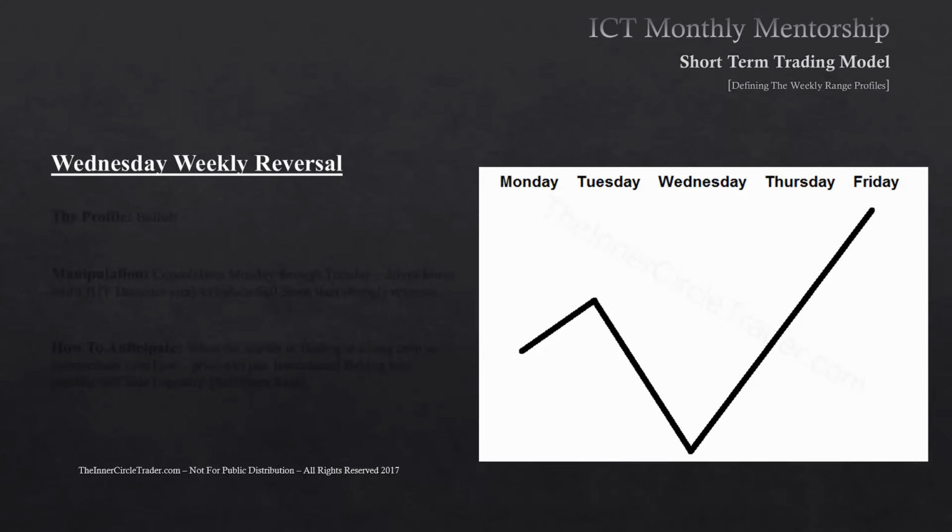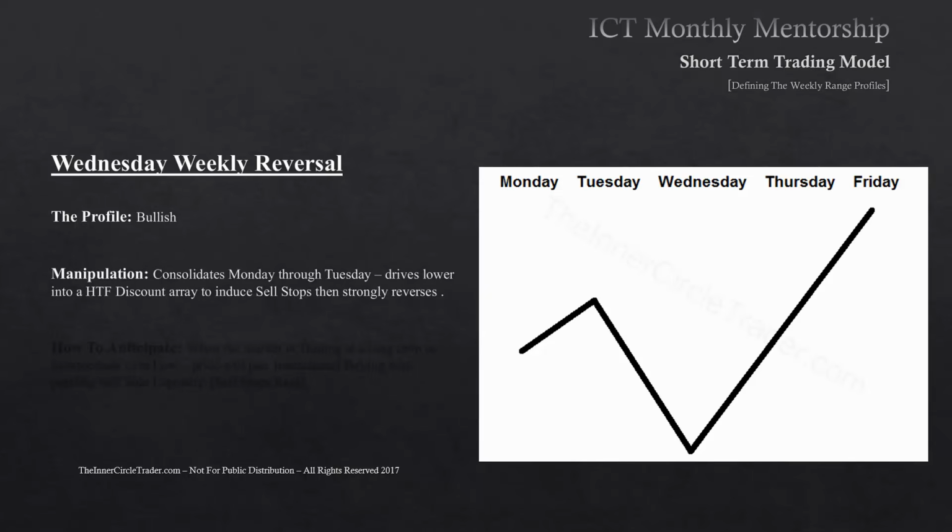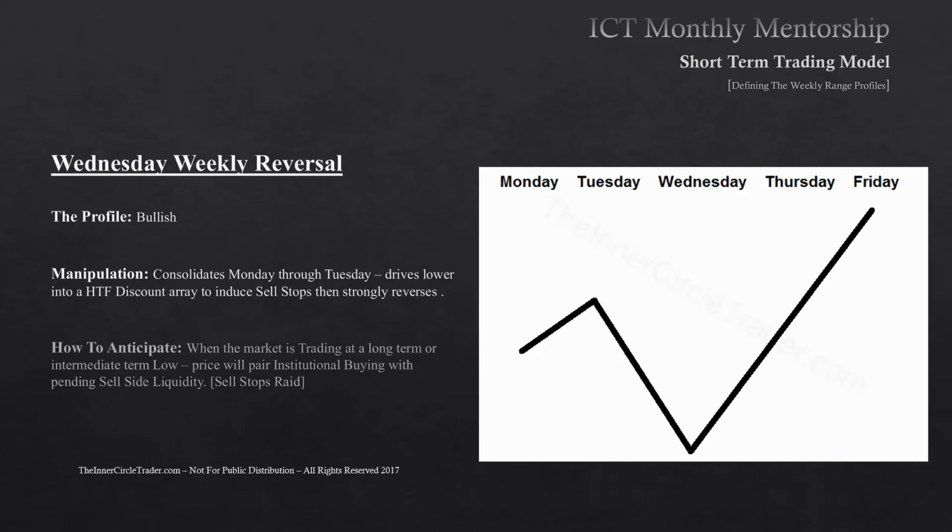Wednesday weekly reversal. This market profile is bullish. You're already expecting higher prices. The manipulation you're looking for is where price is consolidating Monday through Tuesday and drives lower into a higher time frame discount array to induce sell stops, then strongly reverses. How to anticipate this? When the market is trading at a long-term or intermediate-term low, price will pair institutional buying with pending sell-side liquidity, or traditionally known as a sell-stop rate.